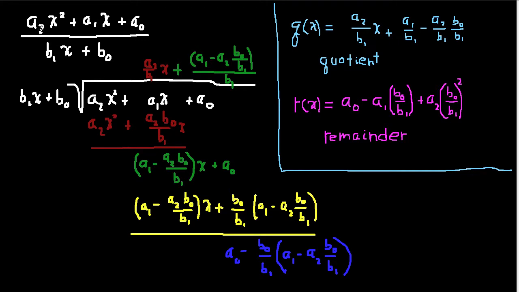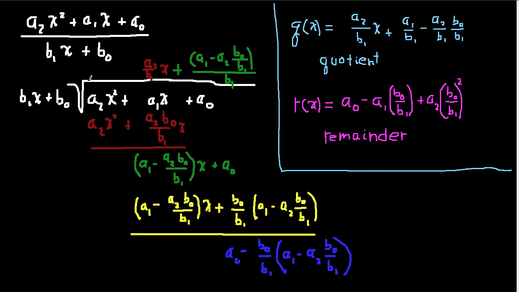In the numerator, I have a second order polynomial, a sub 2 x squared plus a sub 1 x plus a sub 0. A sub 2, a sub 1, and a sub 0 are the coefficients, a sub 2 being the coefficient of the x squared term, a sub 1 of the x to the 1 term, and a sub 0 the constant. I want to divide it by b1 times x plus b0. Coefficients have a similar format to the numerator.